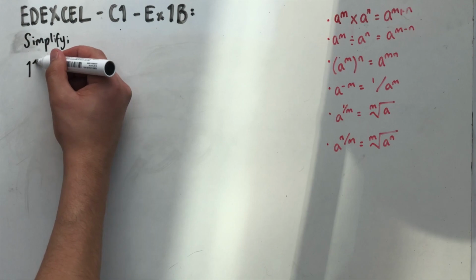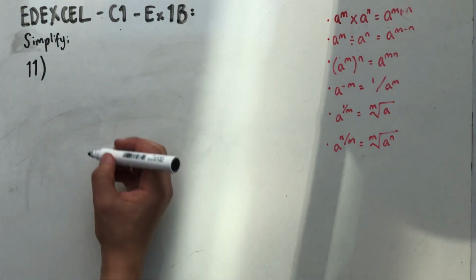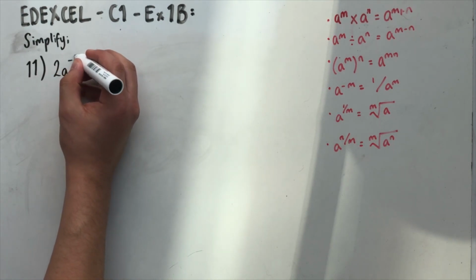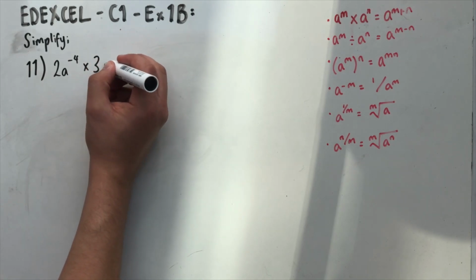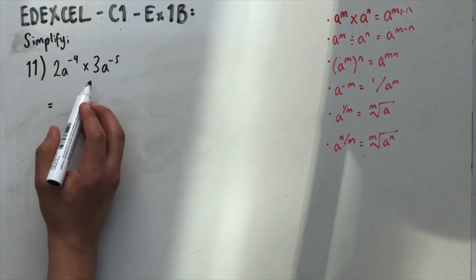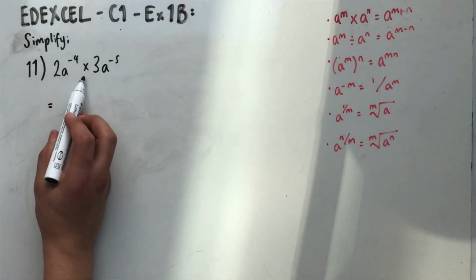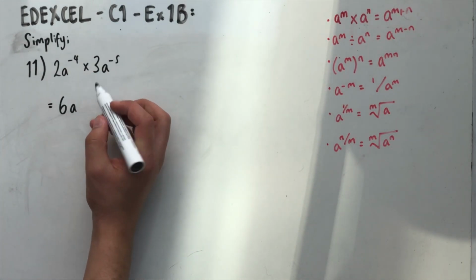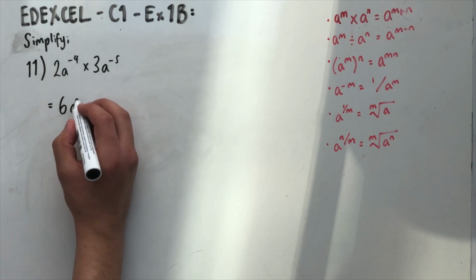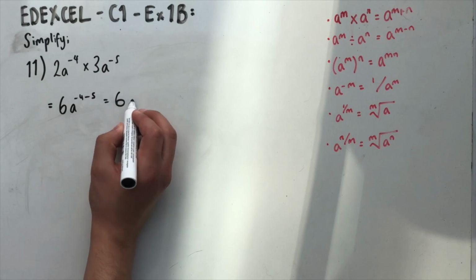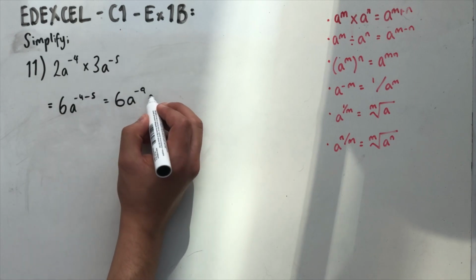Question 11, we have 2a to the power of minus 4 times by 3a to the power of minus 5. This one, a simple one, referring back to the earlier questions, we're just going to use the first rule in our indices powers because we're timesing. So we'll do 2 times 3, which is 6, a to the power of minus 4 plus minus 5, so that's minus 4 minus 5. Simplifying that again, we have 6a to the power of minus 9.